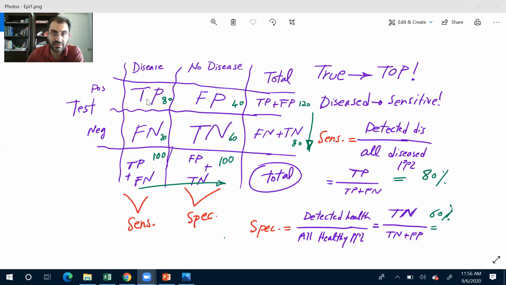This is true positive. This is positive. So if this is true, this should be false. This is my true negative, right? It's not top. That's why it is here. It's ton, not top. Top is here.